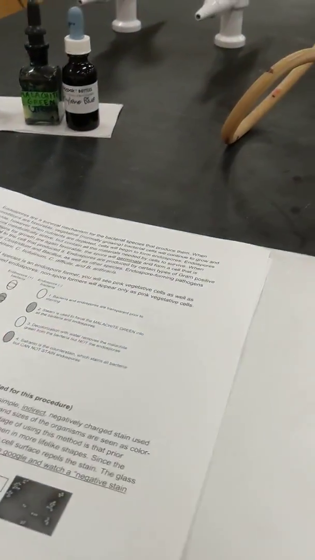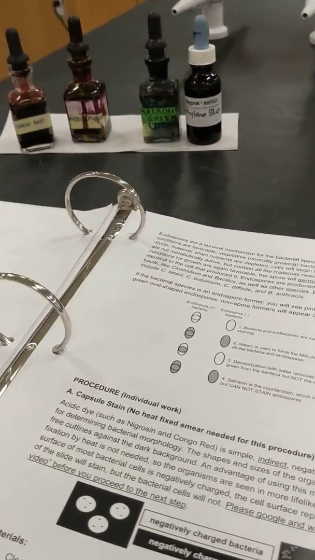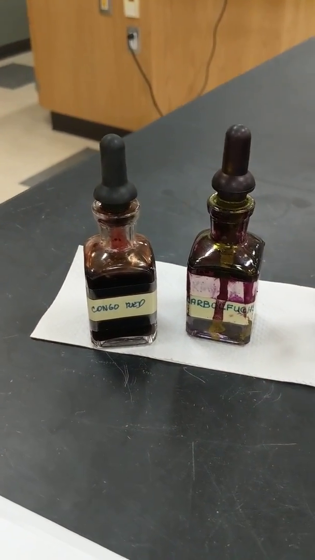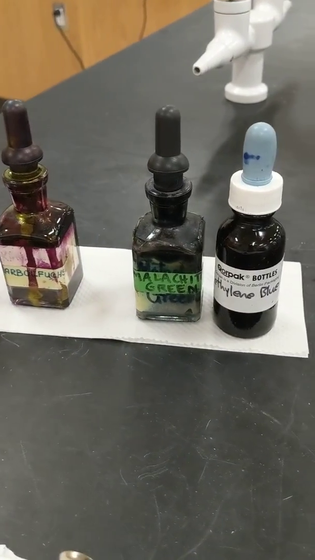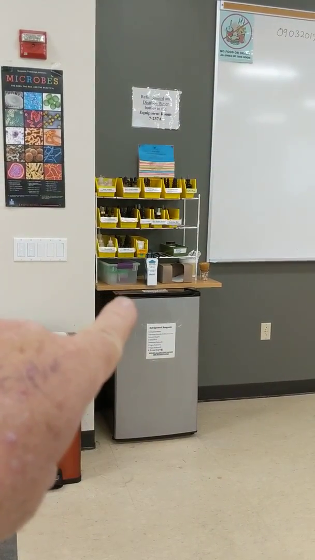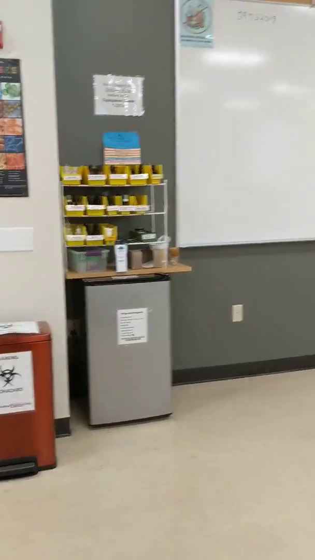Today we're going to go over what's in chapter number 5, or lab number 5, and you are going to be needing Congo red, carbofuchsin, malachite green, and methylene blue. Those are located in the stocks over on the side. Please put them back in the right area.